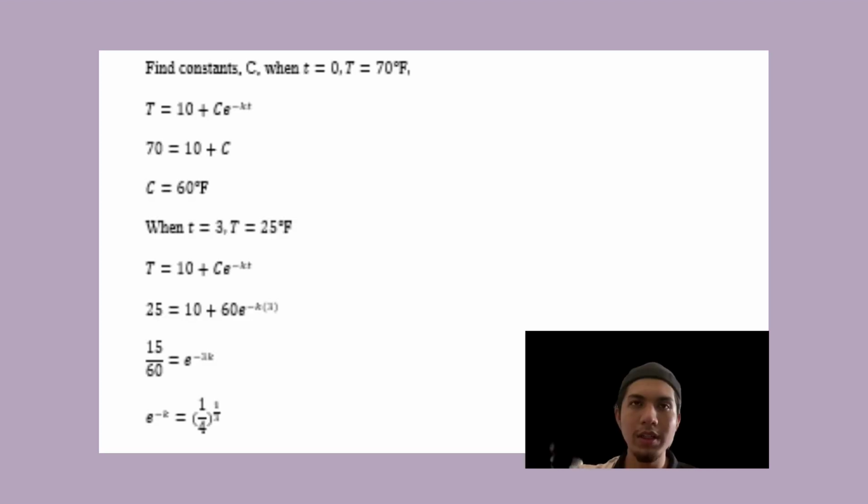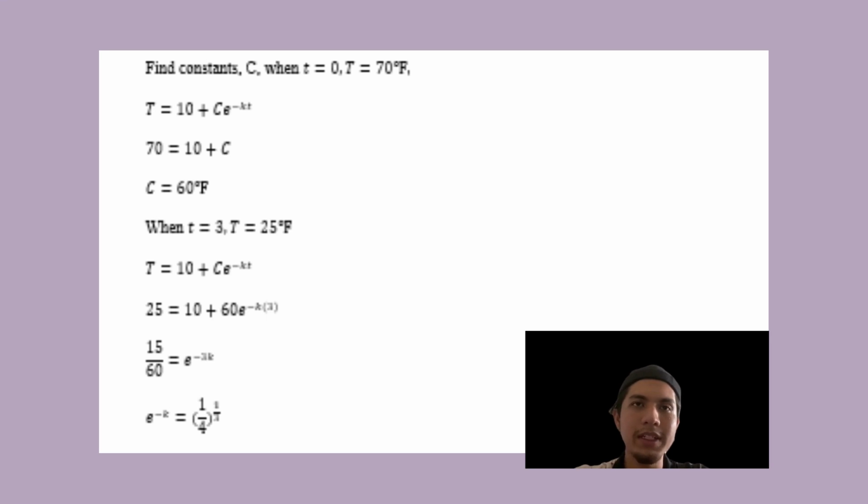Use the formula T equal to 10 plus Ce to the power of negative kt to find the constant C. So t is equal to 0 and capital T, which is temperature, is equal to 70 Fahrenheit. And after that, we got the constant C is equal to 60 Fahrenheit.